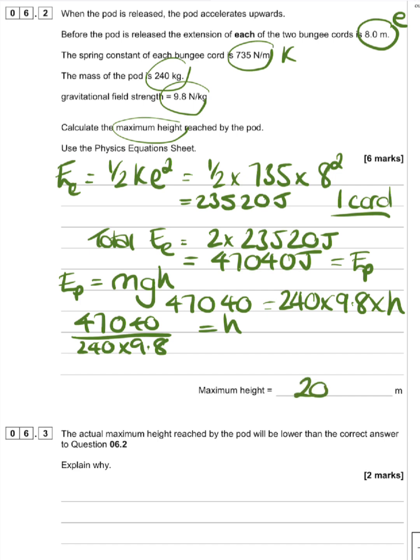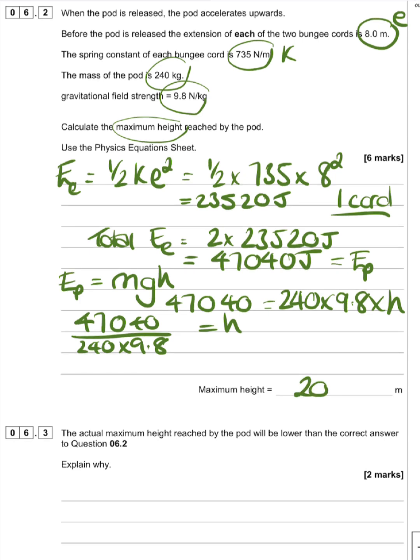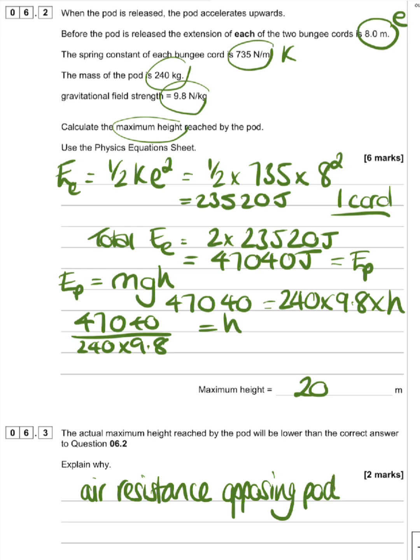And that gives us a value of 20 meters. But we're then told that the maximum height is actually going to be lower than this. So we did say earlier on that we were assuming that all of that elastic energy got converted into gravitational energy. But of course, we know that there are always going to be energy losses when we get a transfer taking place. Now, the reason for energy losses in this situation is down to air resistance. Okay, so there will be air resistance, a force working against the pod. So as that pod moves upwards, it's going to experience air resistance acting against it. And what that means is that not all the elastic energy is actually going to get converted.